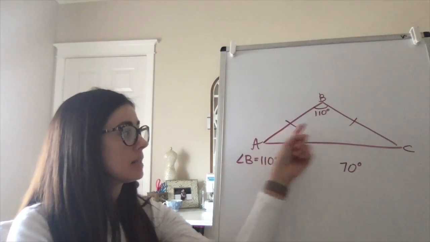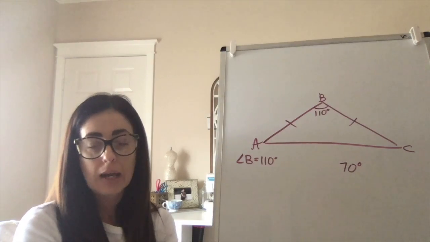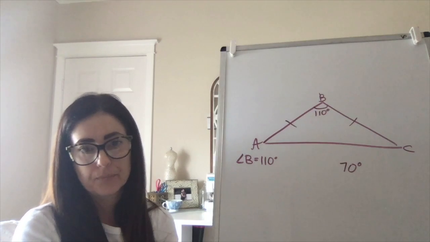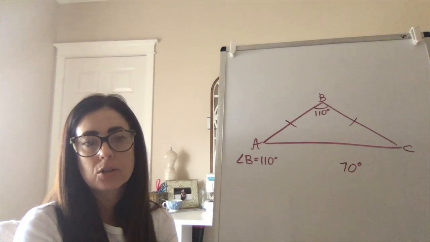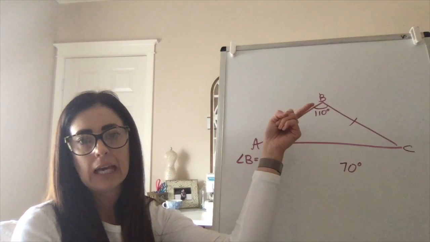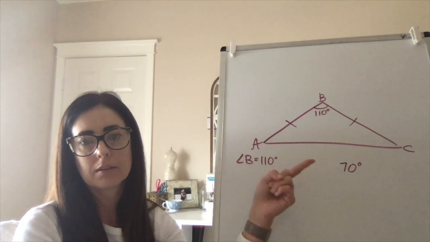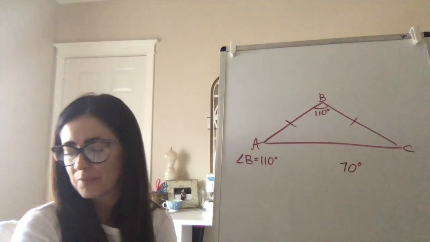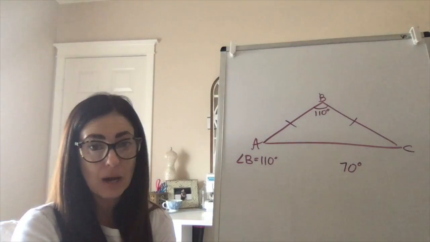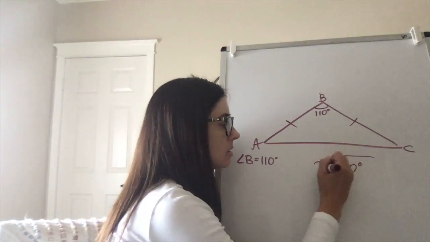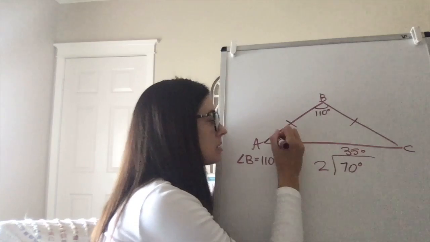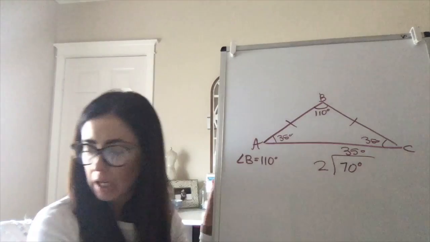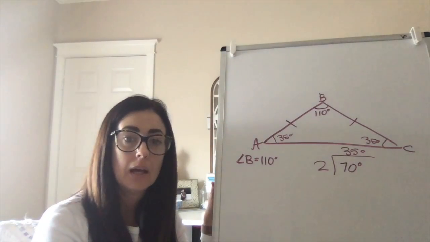Now, because these two sides of the triangle are equal, it means that these angles are also equal. So if we have 110 degrees here and we have 70 left to play with, all we have to do is what? Divide by 2, right? So 70 divided by 2 is 35 degrees. So each of these is going to measure 35 degrees. I'm just going to repeat that.